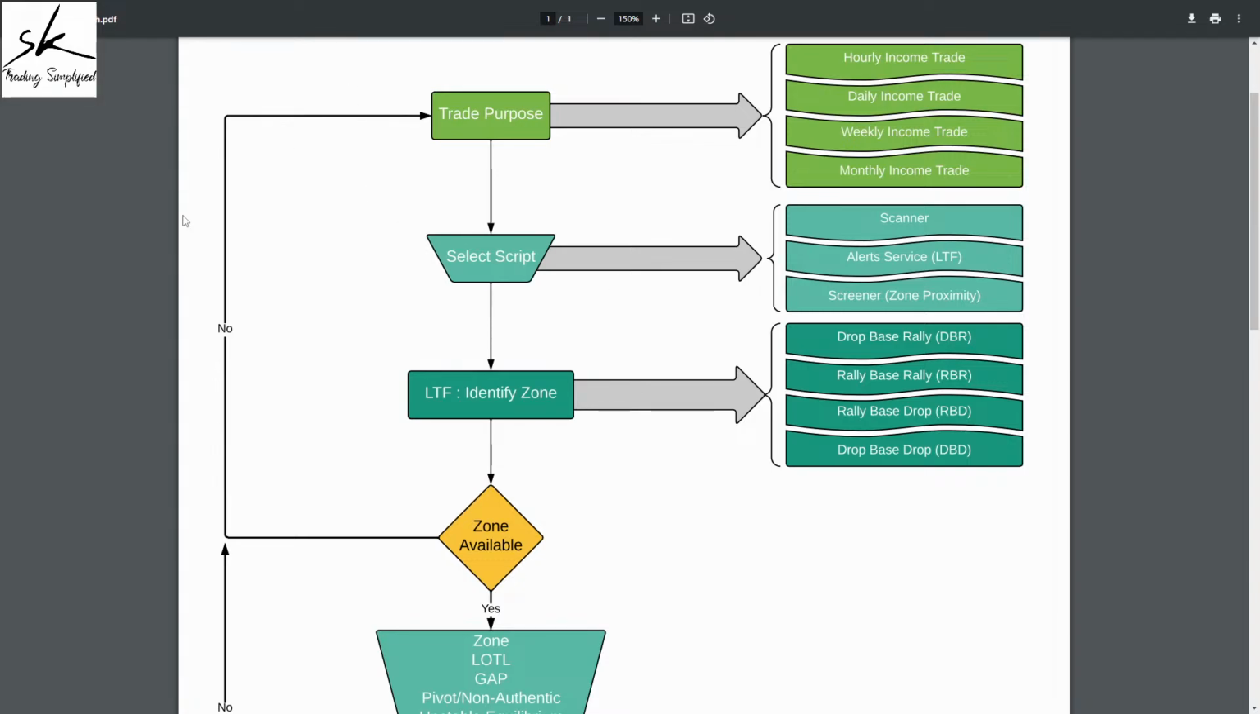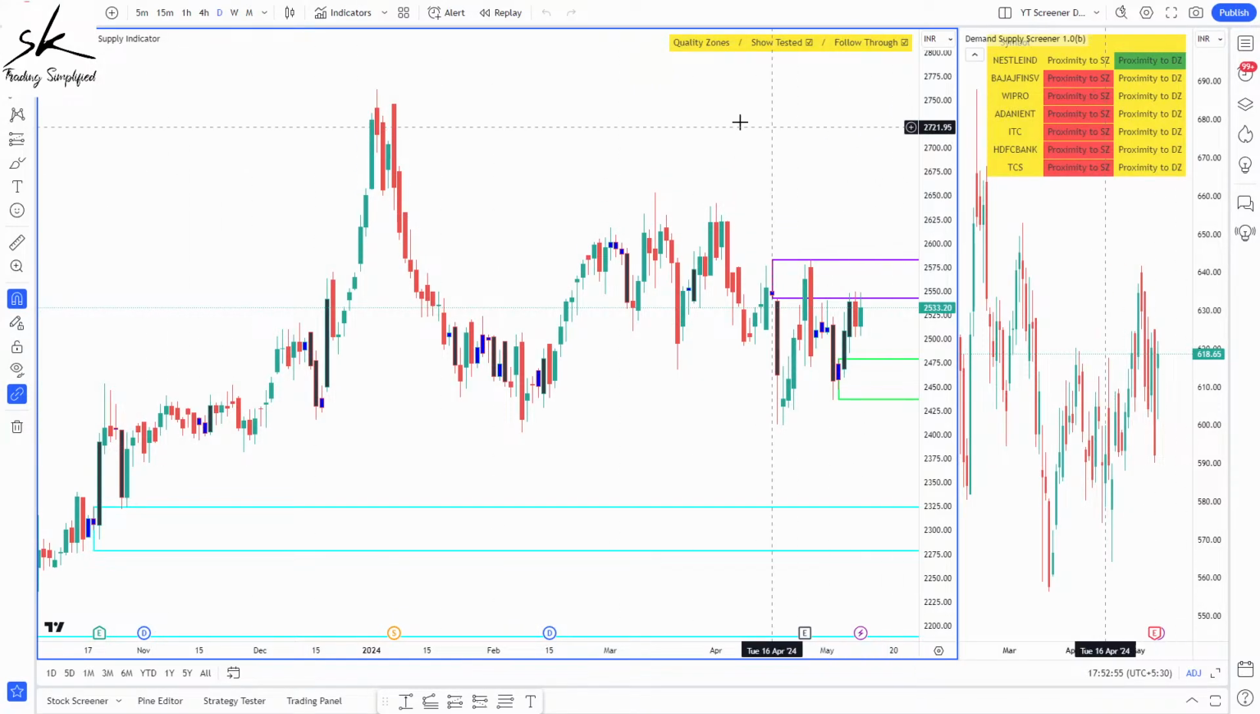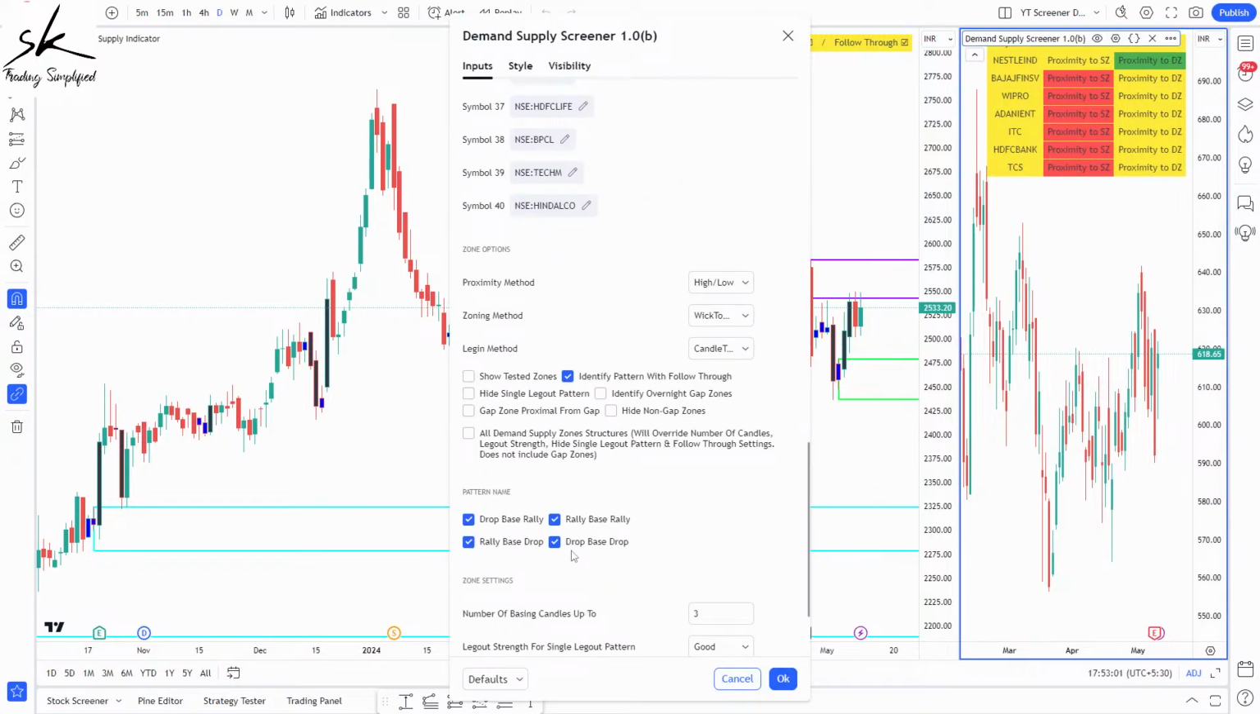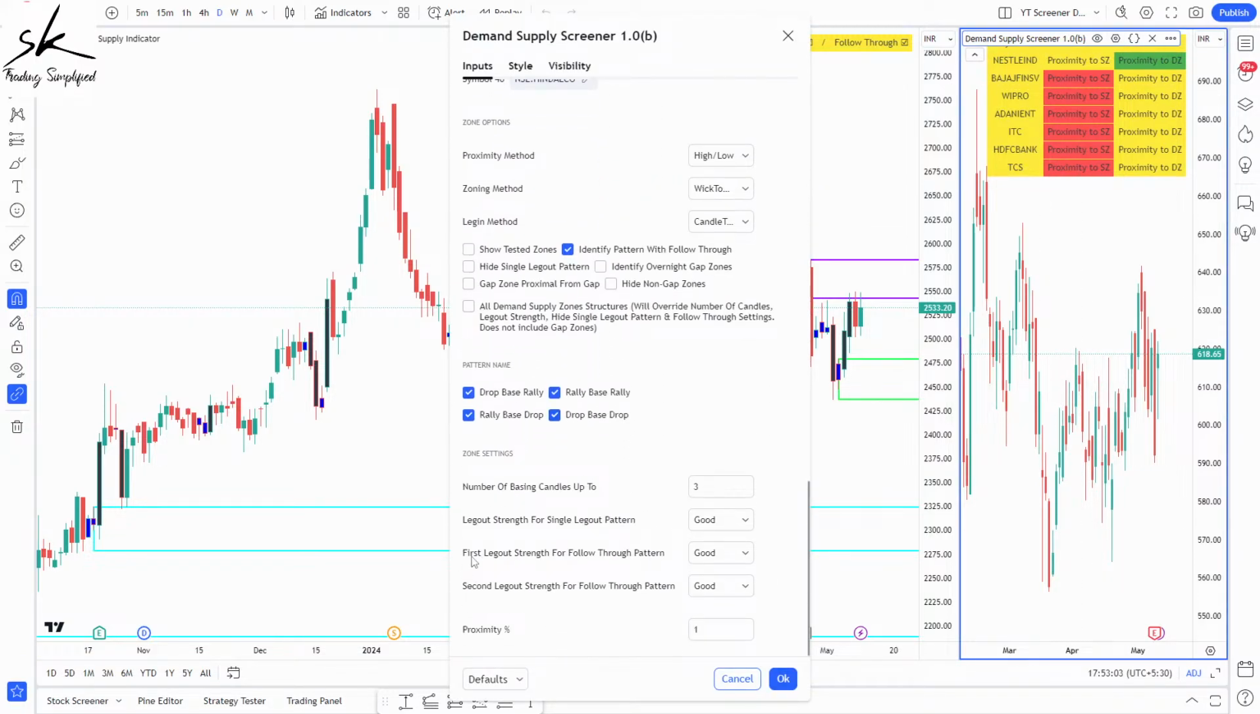Just to show you an example of the screener, you can see here I have applied the screener on the chart, and in this screener I have given around 40 symbols. After giving the 40 symbols, I have set my proximity setting at 1%. What I'm telling the screener is, I've given you these 40 symbols, now out of these 40 symbols, tell me in which symbols I am within 1% proximity to a demand area or a supply area. And can you see it shortlisted for me?